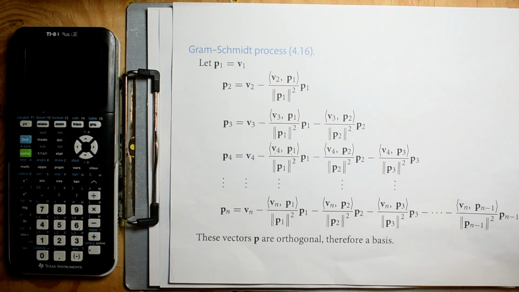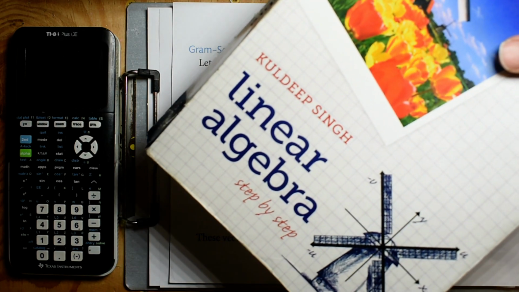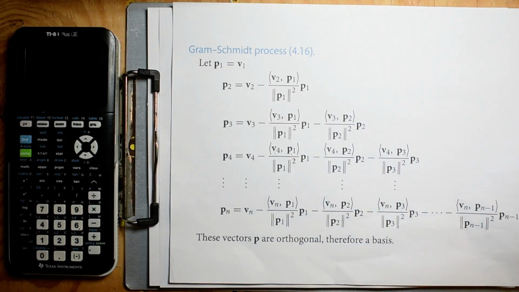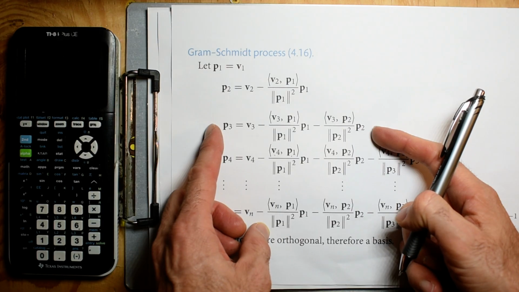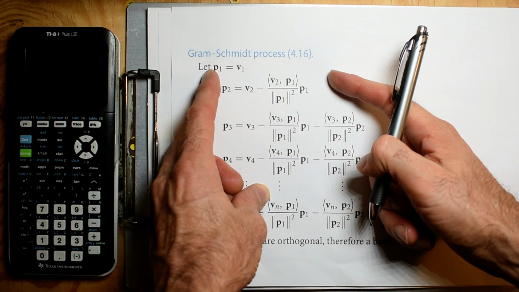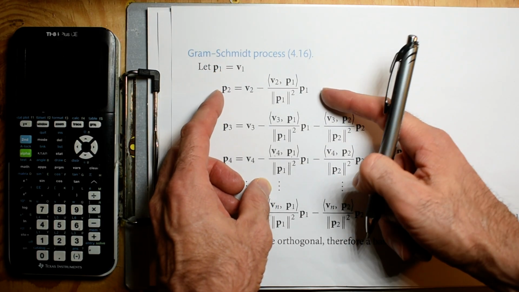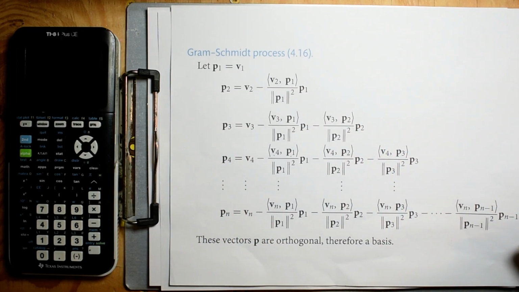Alright, we're going to do some linear algebra. We're going to do the Gram-Schmidt process, and we're going to do this equation right here. The first one is just straightforward. The second one, kind of tricky. And then the third one, hell yeah.